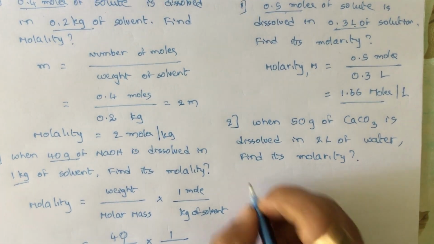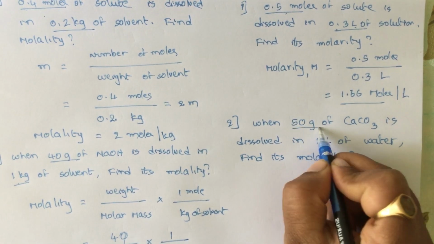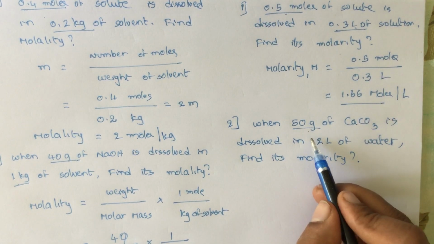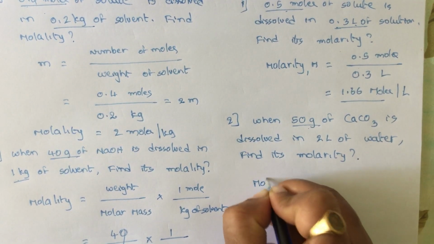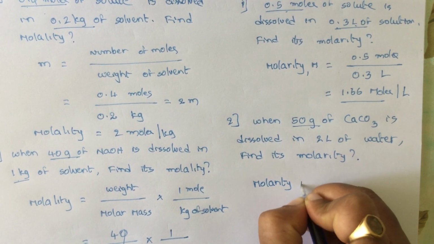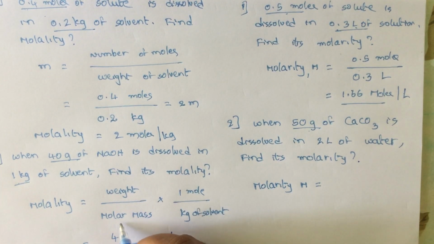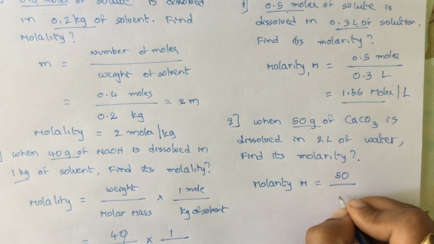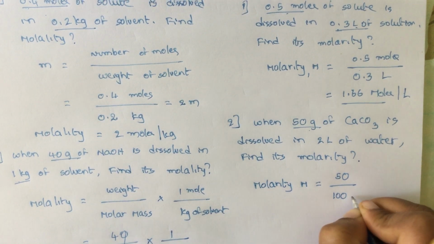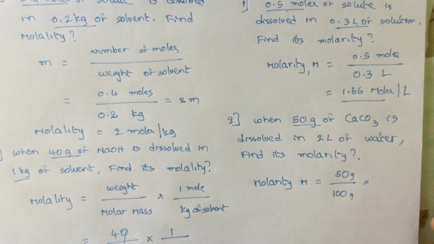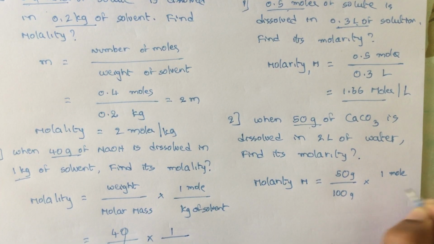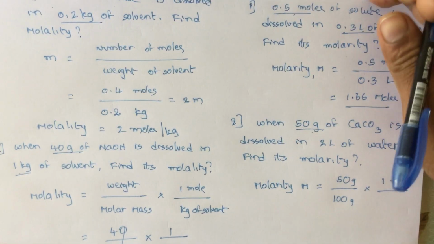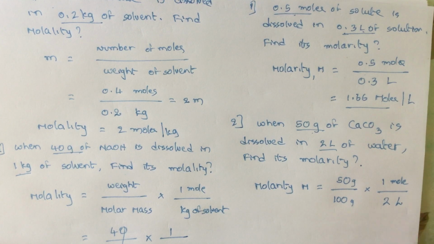Then what you have to do here, you should not use the first formula because they have given grams of solute, not moles. If they gave moles, you can use this formula, but they have given grams. What formula you have to use? Molarity, capital M, is equal to weight by molecular weight. Weight is 50. Molecular weight of calcium carbonate is 100. Both must be in grams, multiplied by per mole of solute, to that of volume in liters. How many liters they gave here? 2 liters. So simplify this equation.